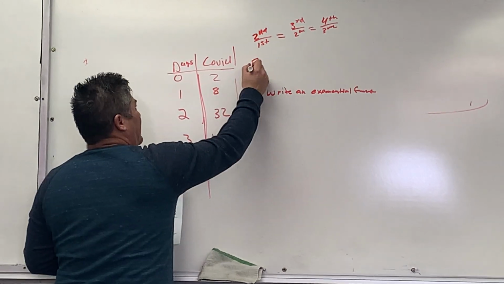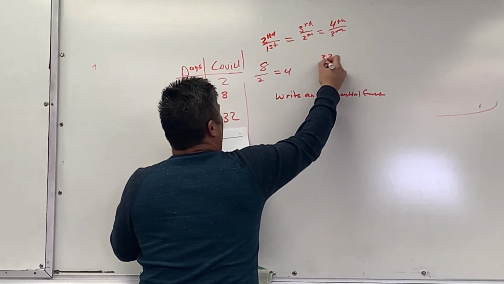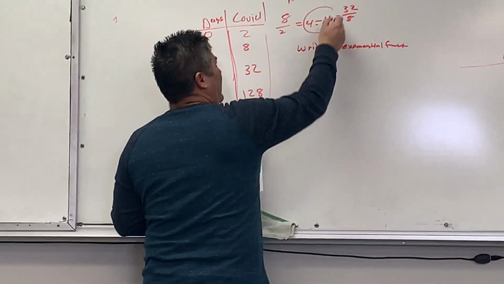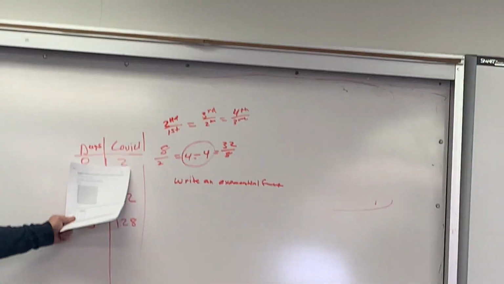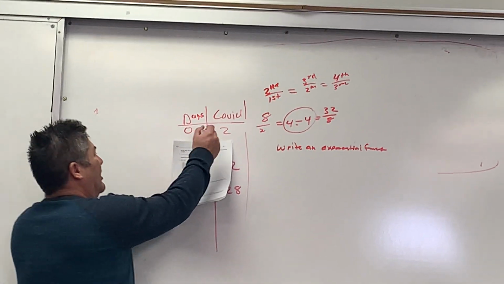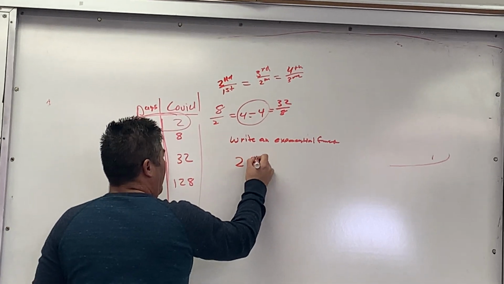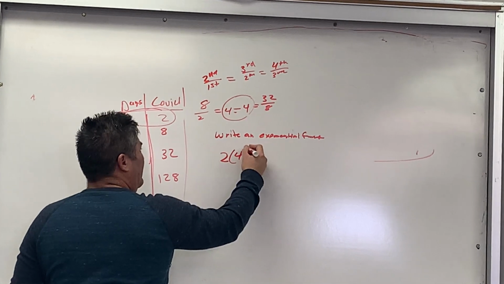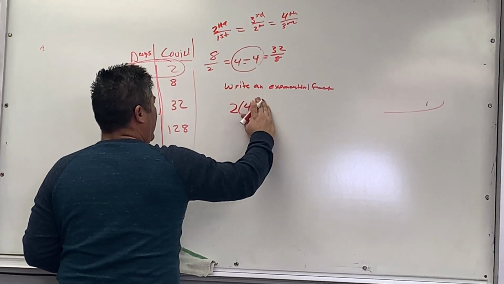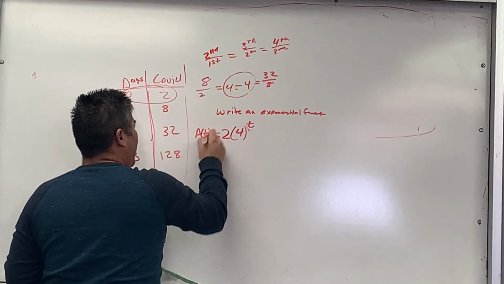So if I do 8 divided by 2, what is that? 4. And then if I do 32 divided by 8, what will I get? 4. So the common ratio is 4. What's the starting point? How many were there on day 0, on the very first day that we even saw it? 2. There was 2. So it's 2, and 4 is the base value, raised to the x, or t for time, or d for days, however you want to say that. I'll go t for time, equals the amount over time, right?